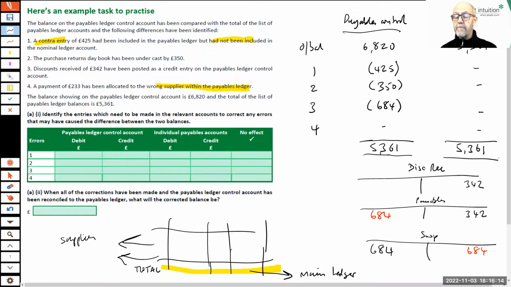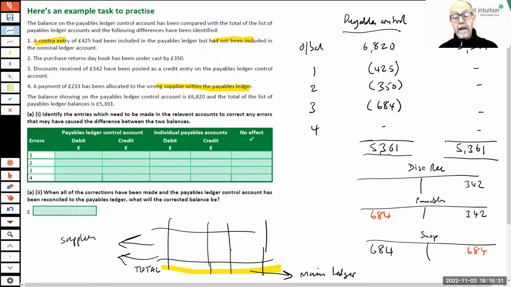Another example, you may well have, I've seen this with 5 or 10 items, and some of them will affect the supplier list and others will affect the control and some will affect nothing, by reconciling the closing balances. So I think we're pretty happy with that.